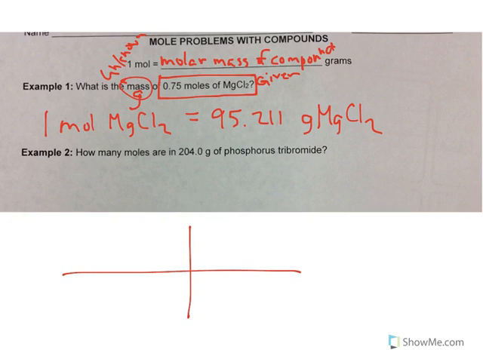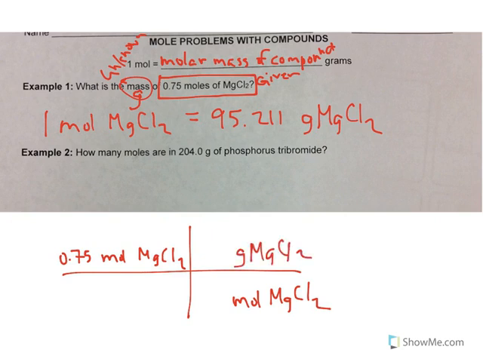All right, so let's set up our grid. Rule number 1 for the grid is that the given goes top left with units. So I'm going to take my given 0.75 with the unit moles of MgCl2. Make sure you have number, unit, compound, number, unit, compound, number, unit, compound. Okay? Rule number 2 is that the top left matches the bottom right in units. So I'm going to pull that moles of MgCl2 down to the bottom right. Okay. And we are trying to get to grams of MgCl2.